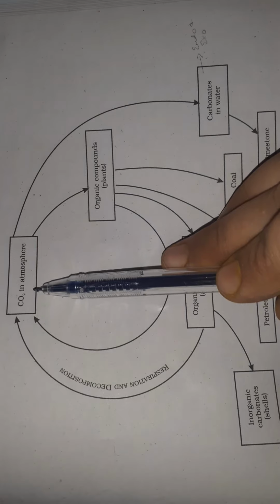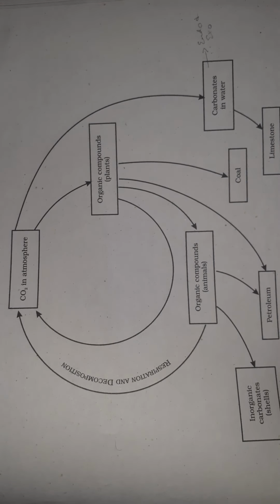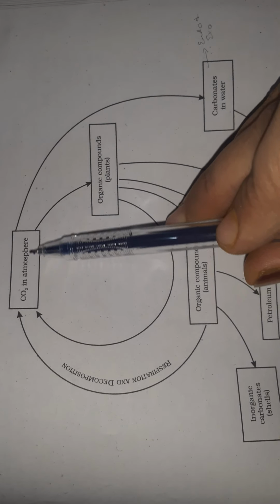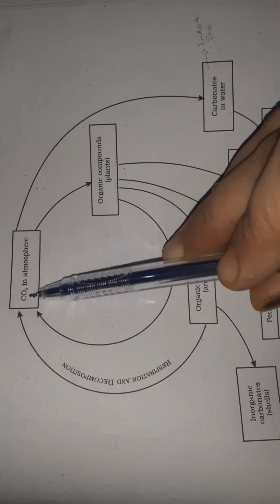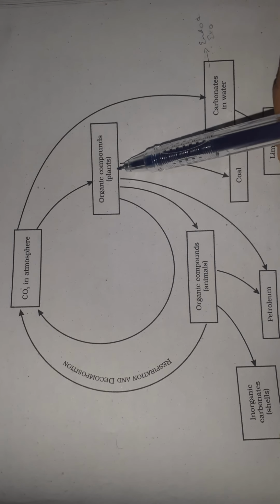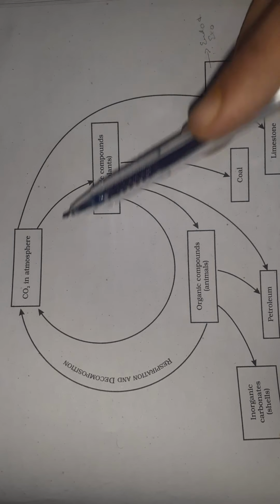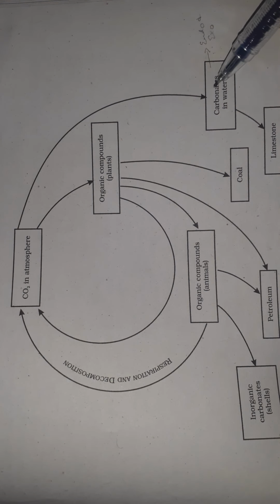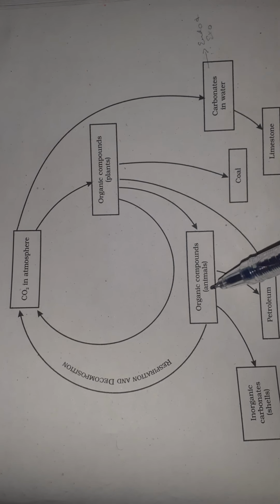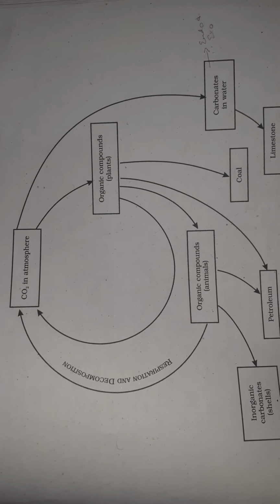Now, this is the carbon dioxide cycle, the carbon cycle in nature. Carbon is present in carbon dioxide in the atmosphere, and then these organic compounds, that means plants, are converted into coal, and the carbon dioxide in atmosphere, the carbonates in water, is converted to limestones. Similarly, the organic compounds of animals are converted to petroleum, and inorganic carbonates or the shells.